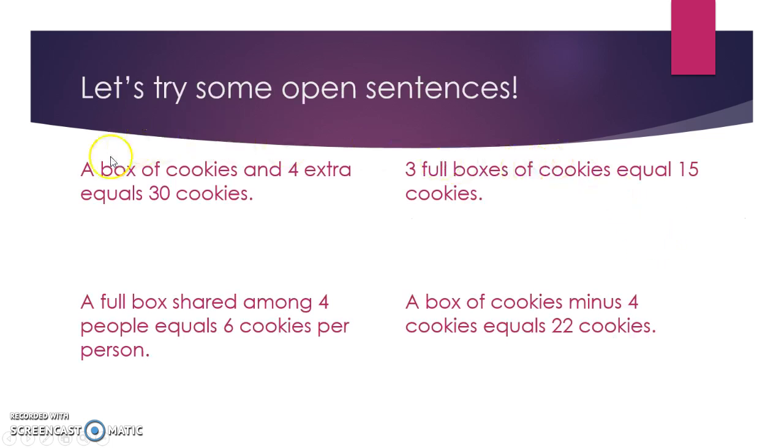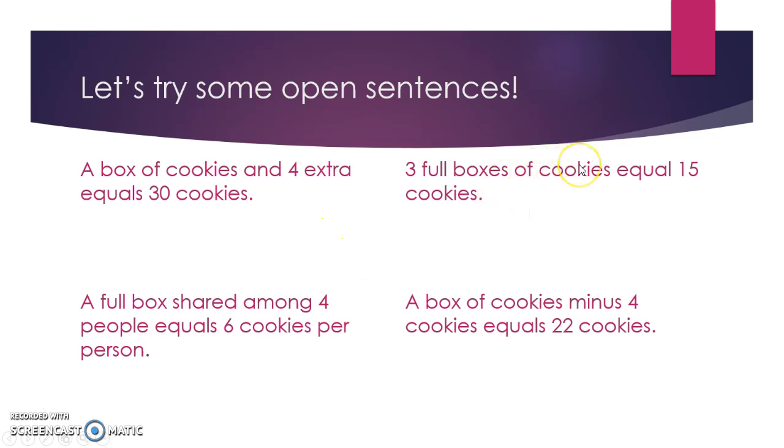So let's try some more. A box of cookies, I don't know how many cookies are in there, but a box, and 4 extra cookies equals 30 cookies. So I could draw a box of cookies plus 4 equals 30 cookies, I could tell that box of cookies has to have 26.